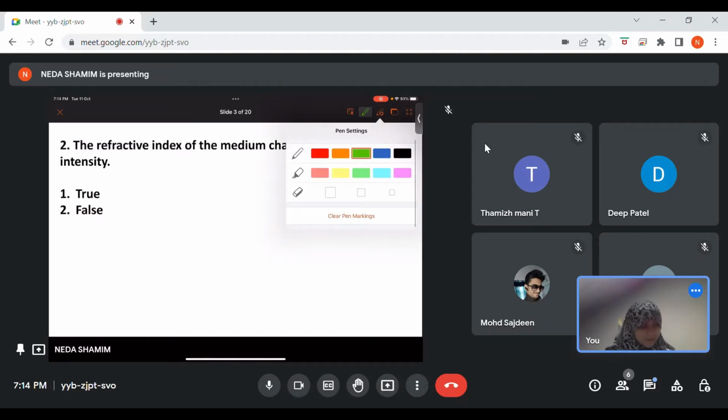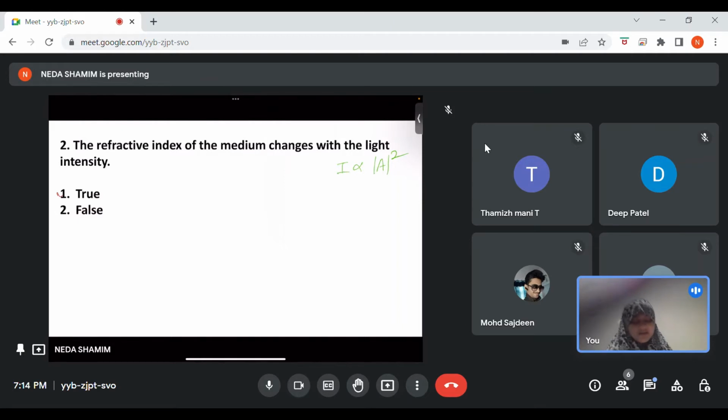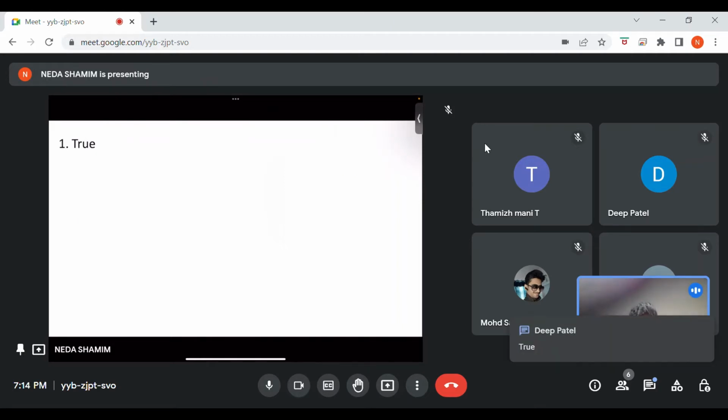So here also we have the refractive index of the medium changing with the light intensity. Is this true or false? Can I get some answers, please? Okay, I'll tell you the answer. The answer is true. Why do I say that?